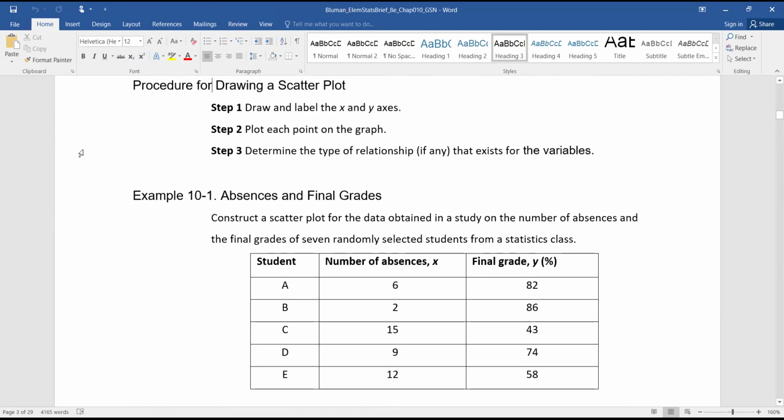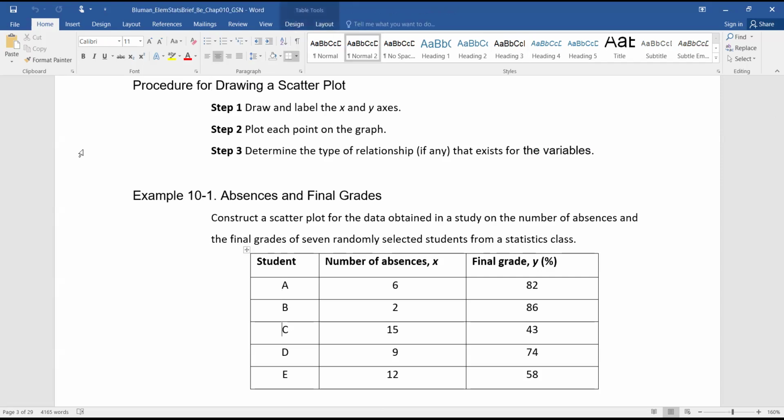Procedures for drawing a scatter plot, just like we saw in the definitions. The first thing you would do is draw and label the X and Y axis. Then we would plot each point on the graph. And then step 3, determine the type of relationship, if any, that exists in the variables. All right, so that's a lot of definitions and stuff. Let's do our first example here.